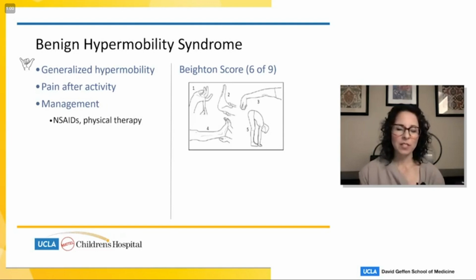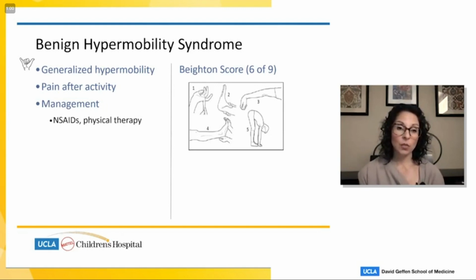Benign hypermobility syndrome is so common in my clinic as a reason for arthralgias in the pediatric population. On clinical exam, they're going to have generalized hypermobility. On history, you're going to hear that they have pain during or after activity, as opposed to morning stiffness, which is described in your chronic inflammatory arthropathies such as JIA.